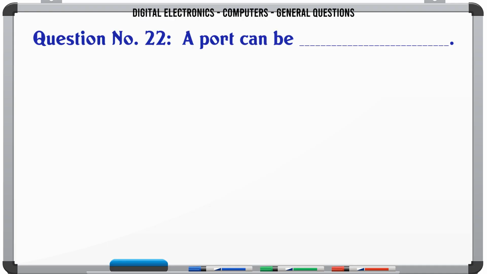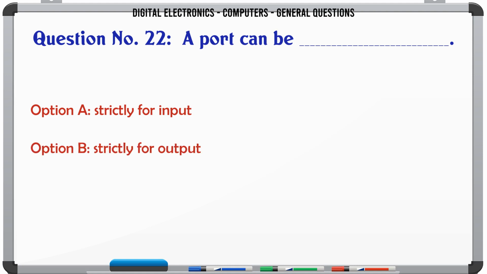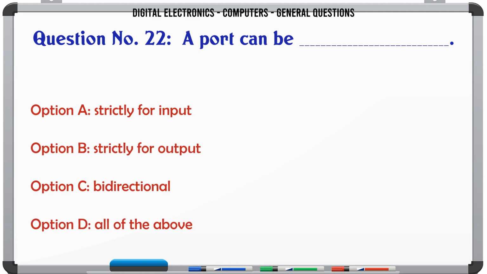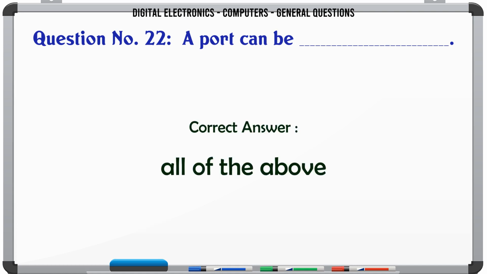A port can be A. strictly for input, B. strictly for output, C. bidirectional, D. all of the above. The correct answer is all of the above.